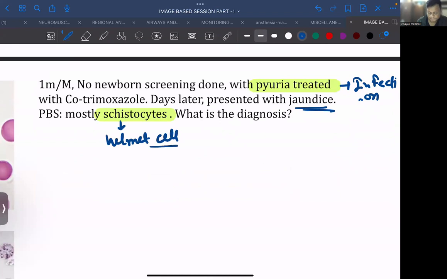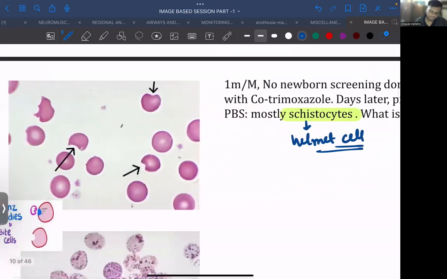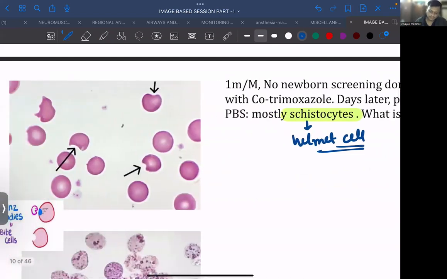कहाँ मिलते? We will see it in G6PD deficiency. Take a look. This is called as helmet cell or bite cell or शिस्टोसाइट्स. इसी को हम बोलते हैं बाइट सेल, हेलमेट सेल और शिस्टोसाइट्स, राइट? किसमें? इन G6PD deficiency.